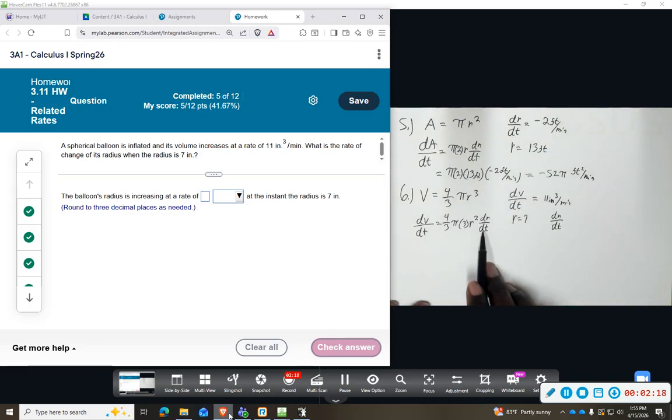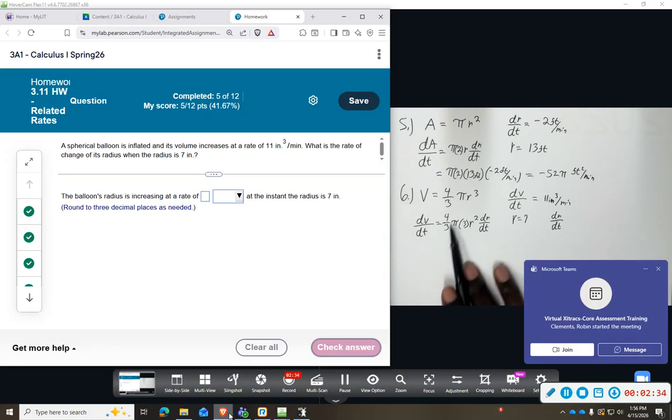And then from here we can just plug in our values, and it wants us to round to 3 decimal places. So basically I'm just going to plug everything in and then divide by dV/dt, and then that'll give us our final answer.